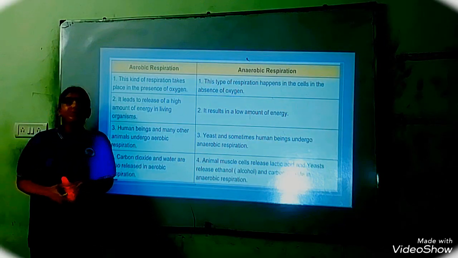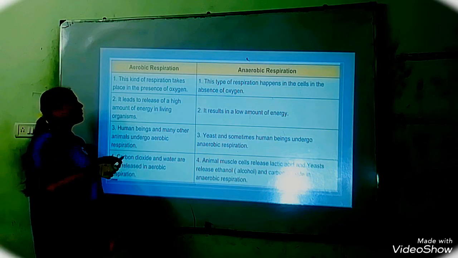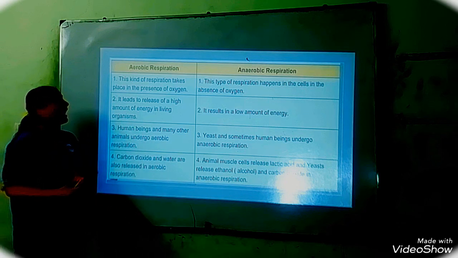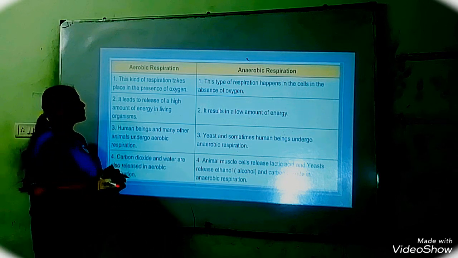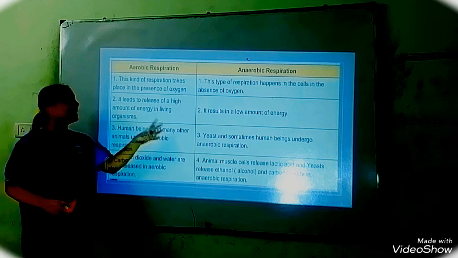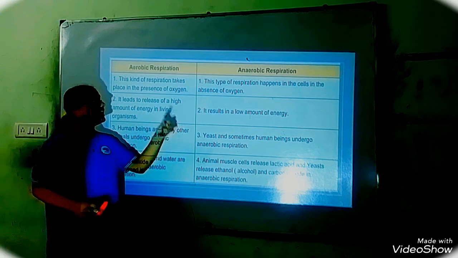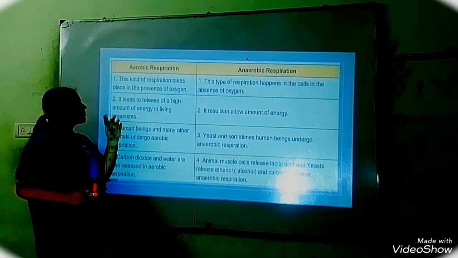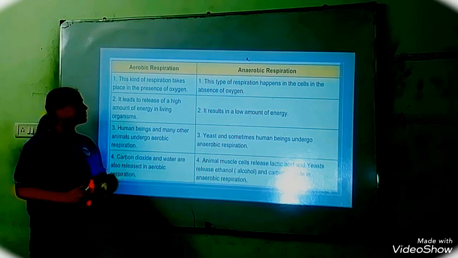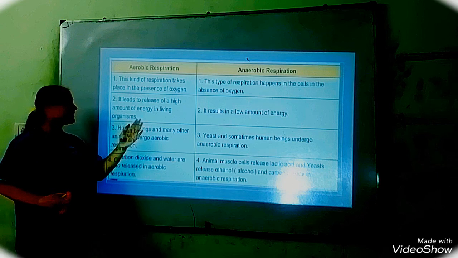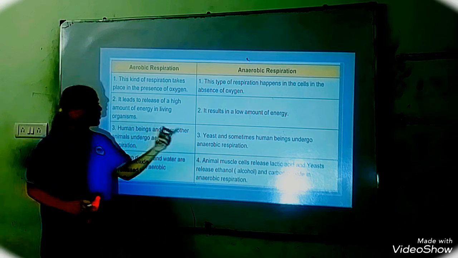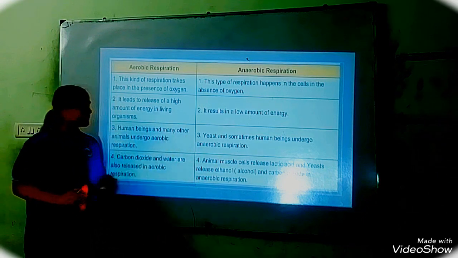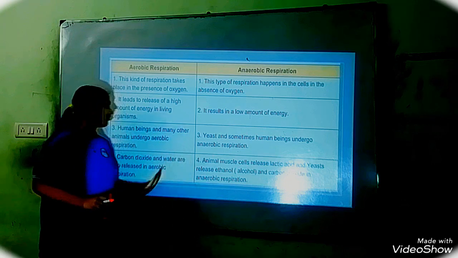So, let us try to list out some differences between aerobic and anaerobic respiration. Aerobic respiration takes place in the presence of oxygen, whereas anaerobic respiration happens in the cells in the absence of oxygen. Aerobic respiration leads to the release of a high amount of energy in living organisms, whereas anaerobic respiration results in a low amount of energy.